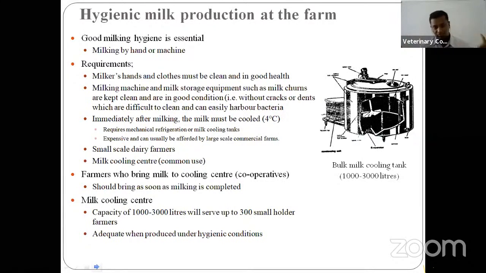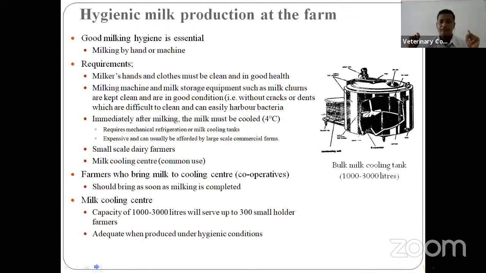They are not associated with disease, but they can potentially spoil the product or lead to reduced shelf life. Their numbers would be reduced to an acceptable level. What are those levels and how to meet them, we'll discuss subsequently. But in today's class, you just understand that the hygiene of the milker is very important. Whether the milking is manual or by machine, hygiene has to be followed.